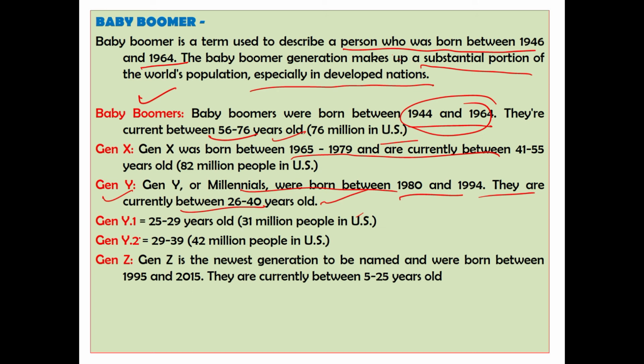Generation Y is again divided into Y1 and Y2. I will be in Y2. There may be some who are younger ones, they will be in Y1. Then we have the last, generation Z, the newest generation, born between 1995 and 2015. They are currently from 5 to 25 years old. So this is how they have divided the generations.